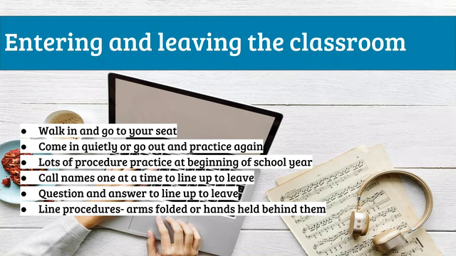Call names one at a time to line up to leave. Whenever it's time to leave the classroom after your lesson is done, you can call names one at a time to leave. You can do this by rows, calling one name at a time in each row, or line up by their names. Or you can do bullet questions, asking questions after the lesson and having the kids line up by who answers the questions correctly, or simply call the kids who are sitting quietly to line up first.